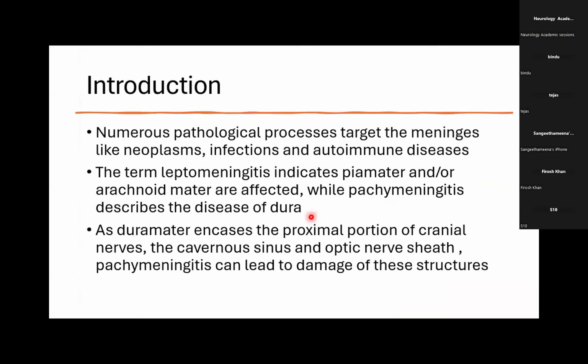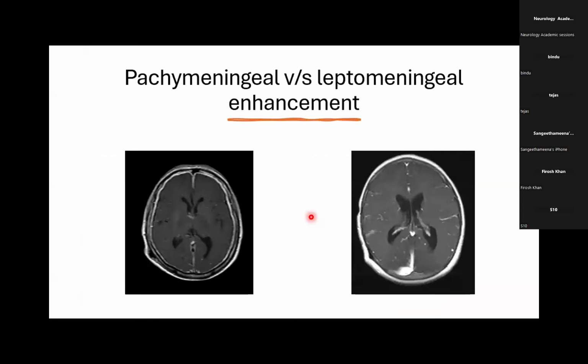Numerous pathological processes target the meninges, like neoplasms, infections, and autoimmune disorders. The term leptomeningitis indicates that the pia mater or the arachnoid mater are affected, while pachymeningitis describes disease of the dura. As the dura mater encases the proximal portion of the cranial nerves, the cavernous sinus, and the optic nerve sheath, it can lead to damage of these structures.